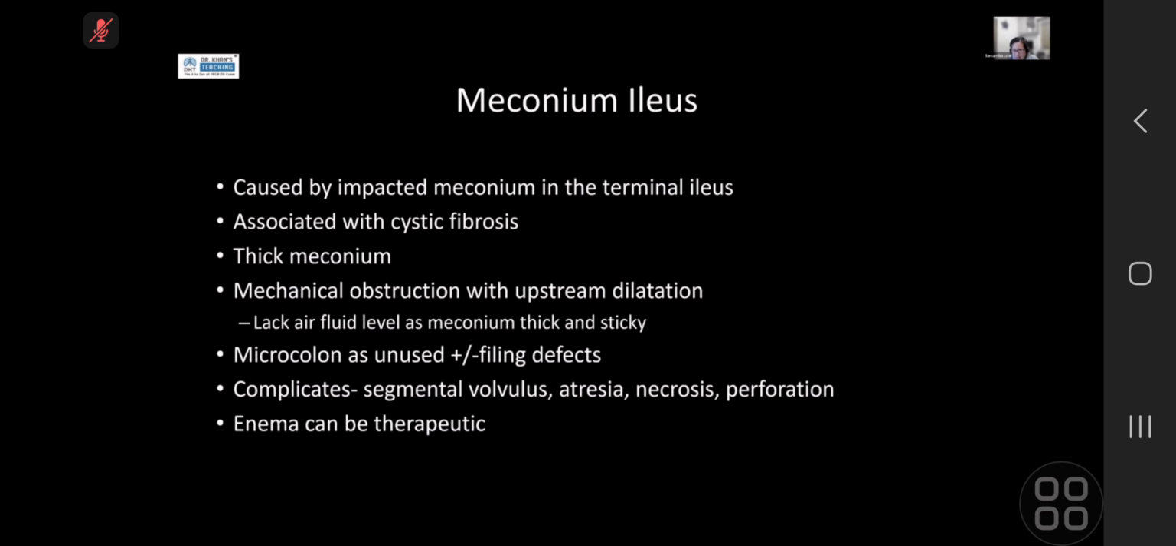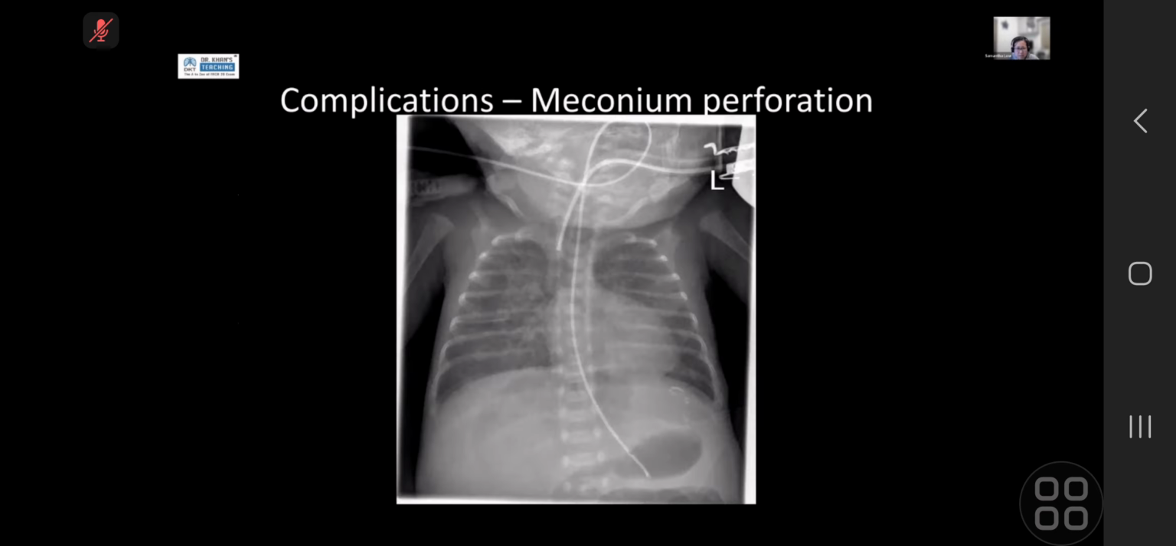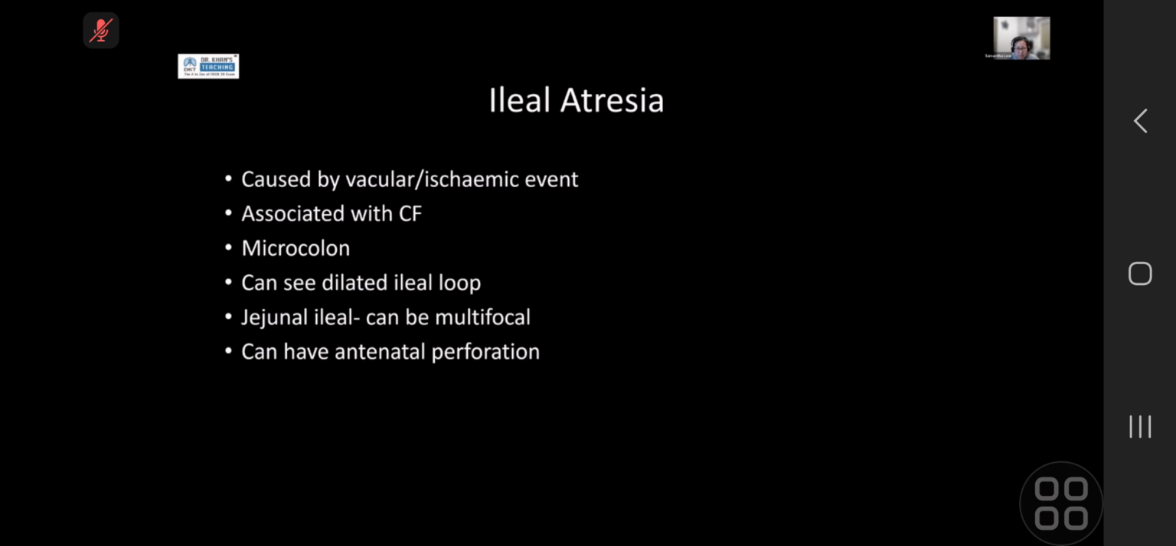Please share. Okay, I think ileal atresia, next slide. Ileal atresia. Okay. In suspected ileal atresia, so good question. Essentially, I had the same as a case of ileal atresia.